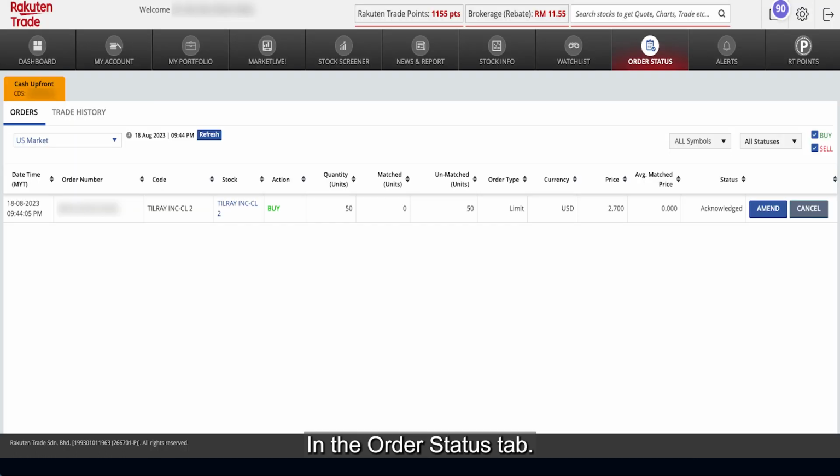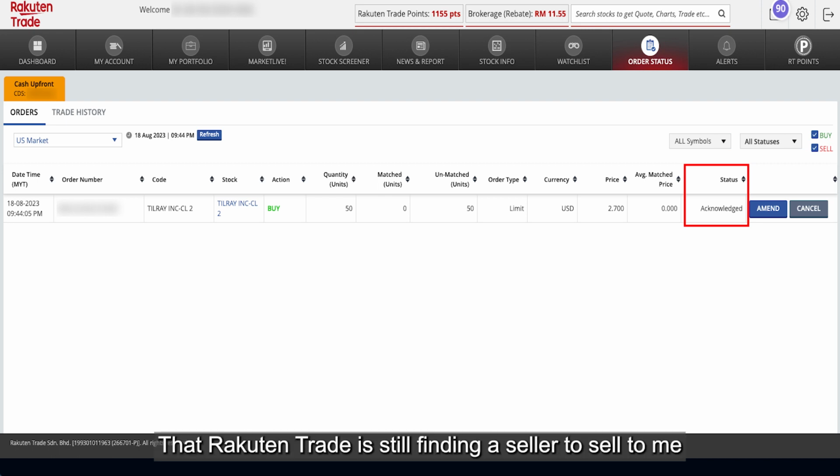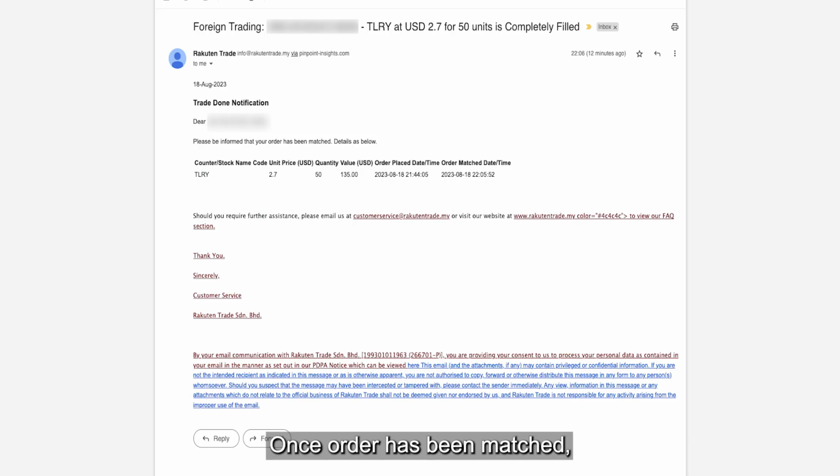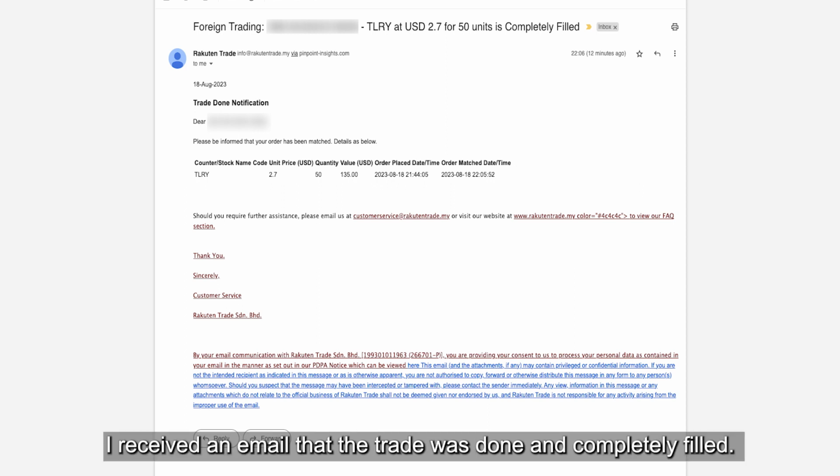In the order status tab, the buy order for my TLRY trade is currently stated as acknowledged. That means Rakuten Trade is still finding a seller to sell to me the 50 shares at $2.70. Then once the order has been matched, I receive an email that the trade has been done and completely filled.